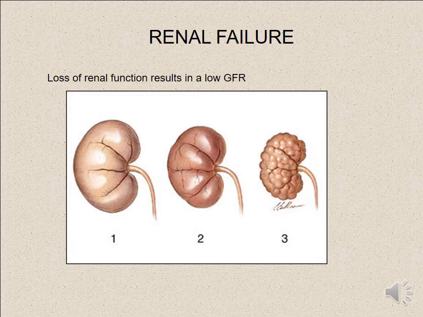The most important disease that affects the kidney is renal failure. Renal failure means loss of renal function resulting in a low glomerular filtration rate. When the glomerular filtration rate is reduced below normal, it leads to loss of function. In this figure, the first one is normal, then the glomerular filtration rate starts to reduce, which leads to renal failure in the third figure.